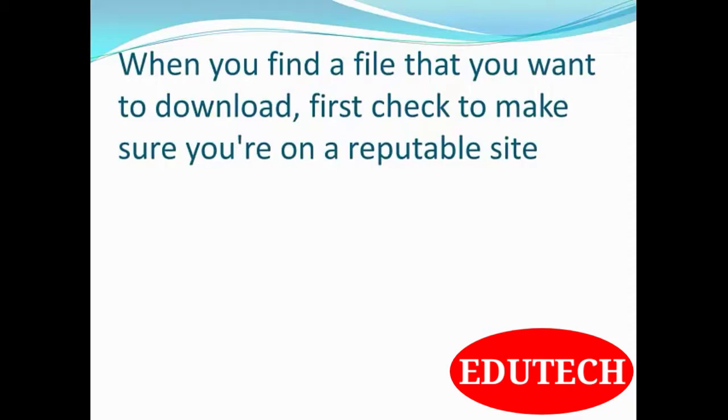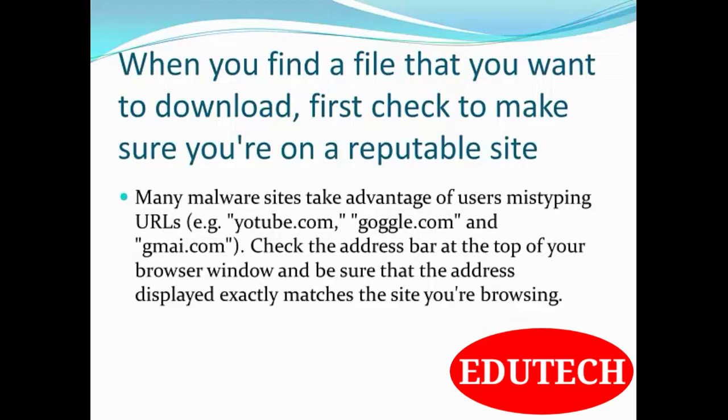When you find a file that you want to download, first check to make sure that you are on a reputable website. Many malware sites take advantage of users mistyping URLs, just like the given examples of YouTube, Google, and Gmail. Check the address bar at the top of your browser window and be sure that the address displayed exactly matches the site you want to browse.